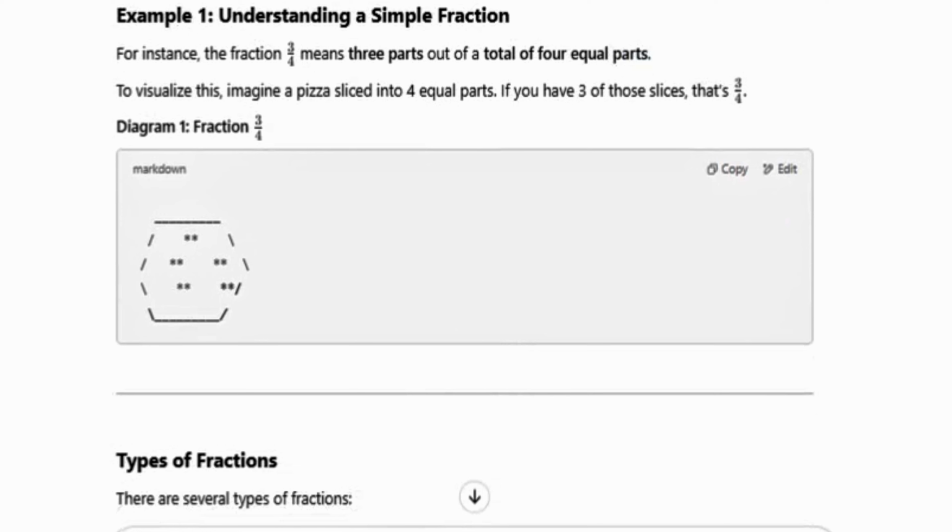To visualize this, imagine a pizza sliced into 4 equal parts. If you have 3 of those slices, that's 3/4.